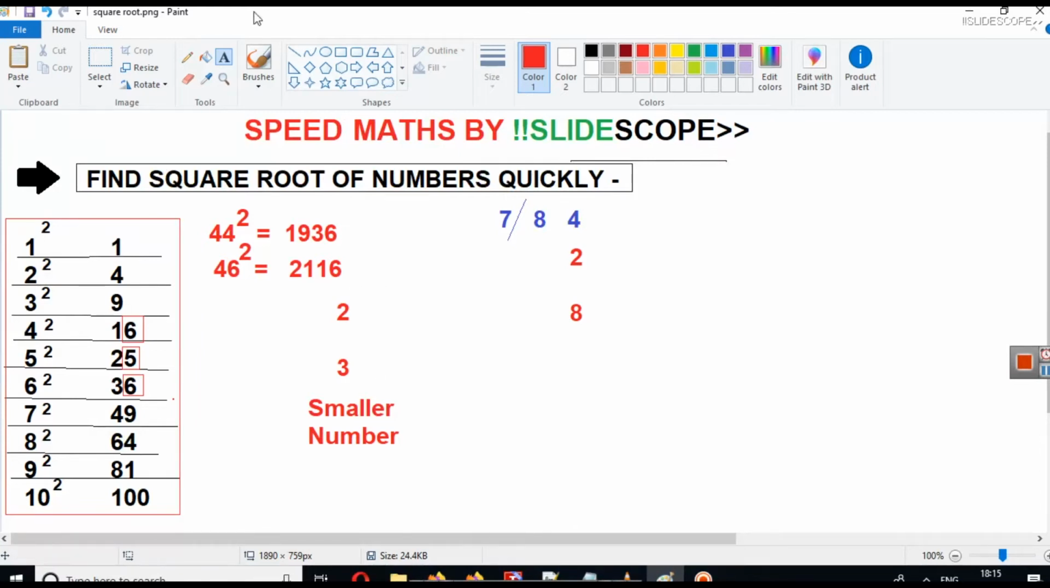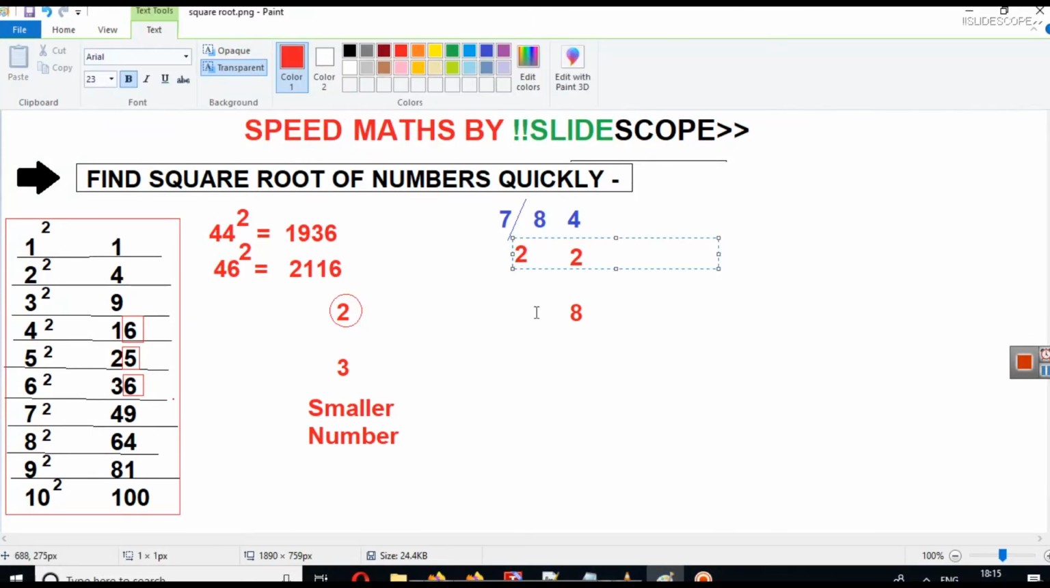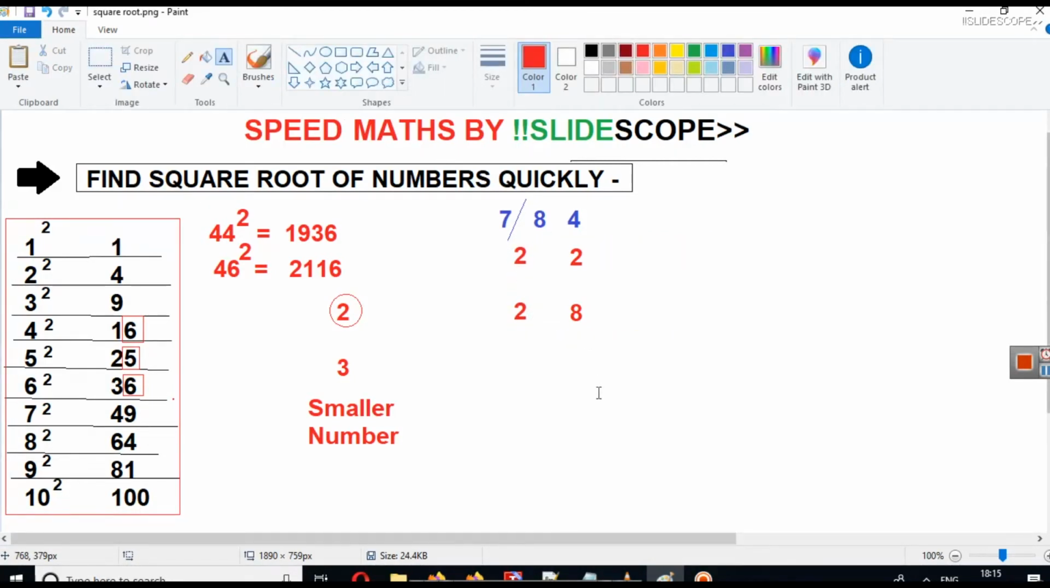So you have to take the smaller number here, and here the smaller number is 2. So you will simply write 2 here and 2 here. So now our number is either 22 or 28. The square root of this number is either 22 or 28.